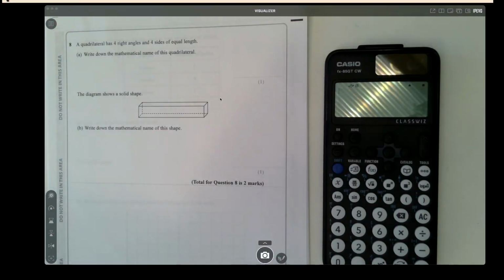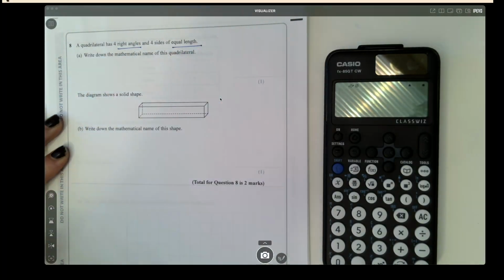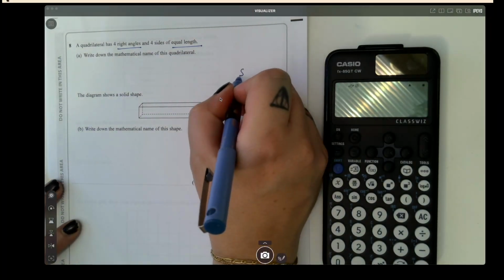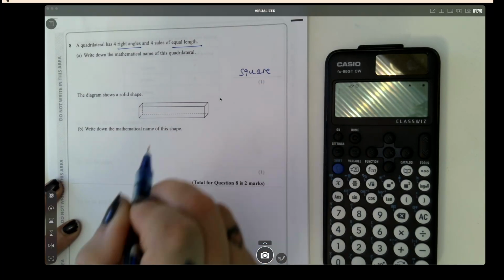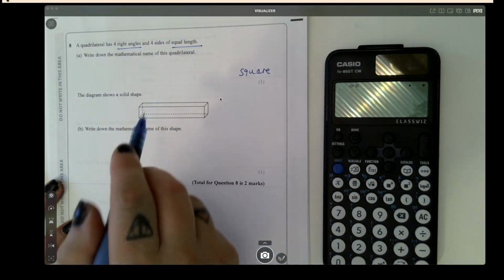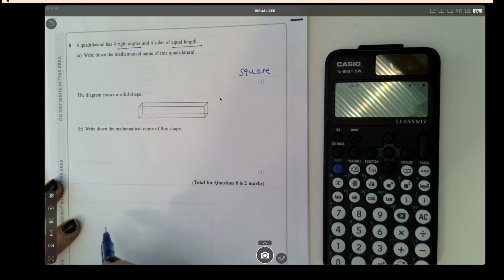Question 8. A quadrilateral has 4 right angles and 4 sides of equal length. So 4 right angles, 4 sides of equal length. Write down the mathematical name of this quadrilateral. Well, it's a square, because if it has 4 right angles, it could be a square or a rectangle, but the fact that all 4 sides are of equal length tells us that it's a square.